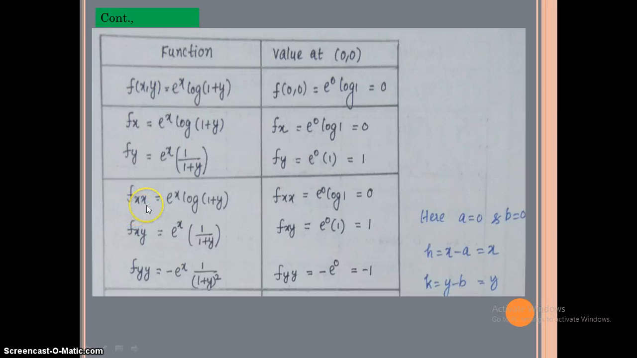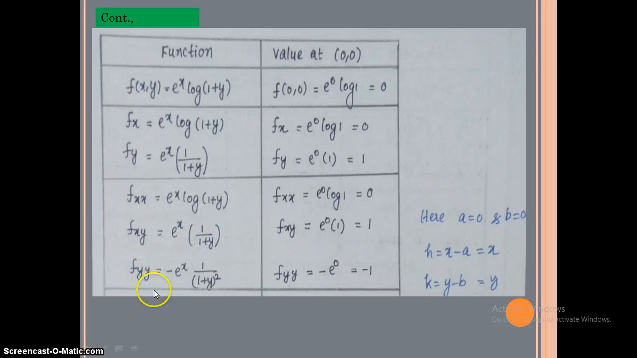Next we go to the second derivative, f double x. Already we know the first derivative fx. Again differentiation of e power x is e power x, then log 1 plus y we write as it is. Next fxy. So fx we know is e power x log 1 plus y. Again with respect to y, e power x is a constant term, we write as it is. Differentiation with respect to y of log 1 plus y is 1 by 1 plus y.